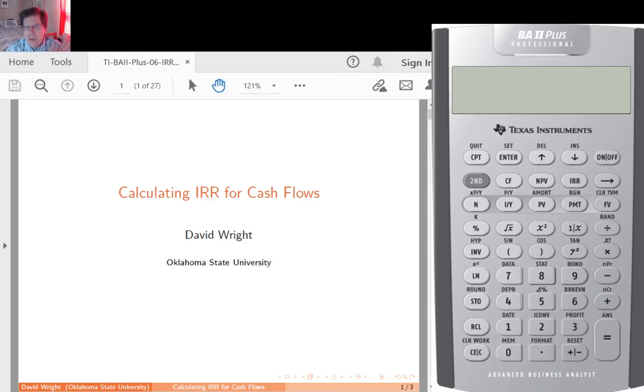Hello again. This is our second worksheet on using the CF worksheet to calculate things about cash flows. And in particular, we're going to calculate the IRR, which stands for the internal rate of return. So let's get into that.